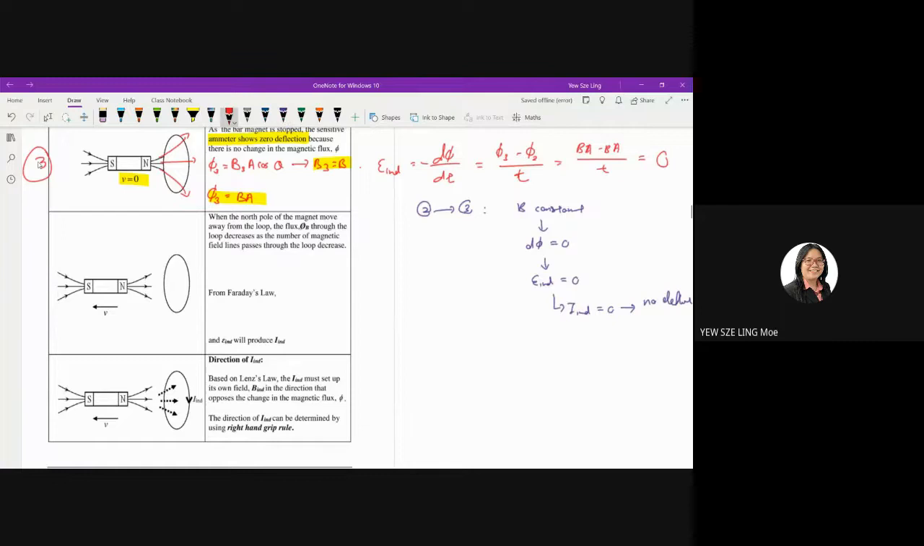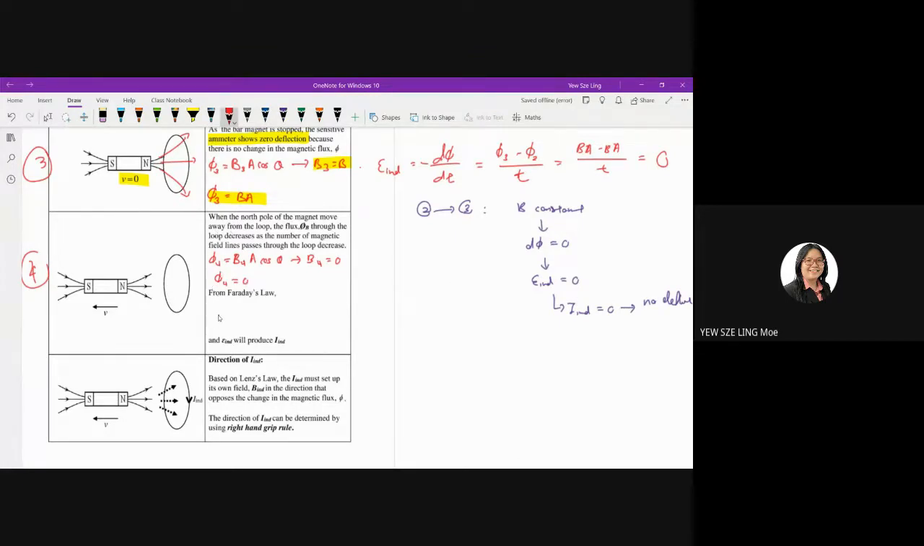Then now let us continue the process. Just now I stopped for a moment. What happened now? I'm going to pull it out. So when the north pole of the magnet moved away from the loop from process number 3, the flux through the loop decreased. Why? Because now the number of lines passing through it decreased. Now no more line passes through the coil. So flux 4 equals B4 A cos theta, which in this case, because no field line passes through the loop, B4 equals 0. So flux 4 also equals 0.